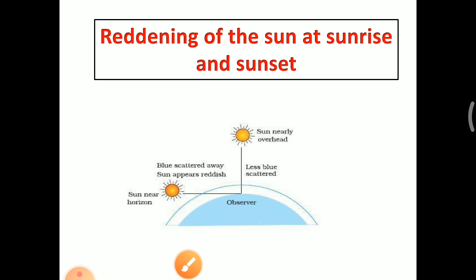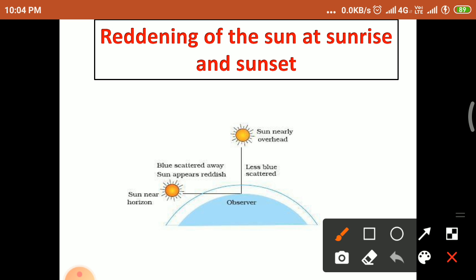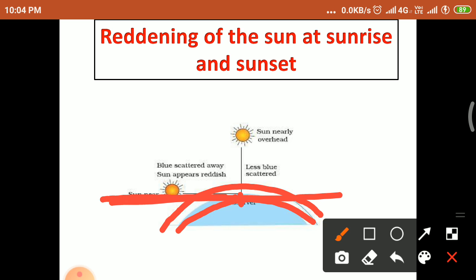The next one, reddening of the sun at sunrise and sunset. So first you have to draw this earth and this observer. This line represents the atmosphere. This line is the horizon line. The sun is near the horizon during the sunrise, and also during the sunset the sun is near the horizon.